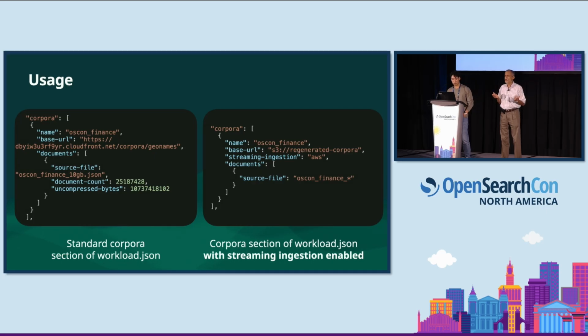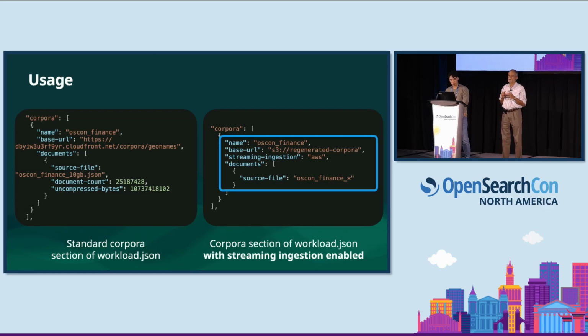So how do you go about using streaming ingestion? On the left side, you can see the workload template for a standard OSB workload. I'm not going to go into the entire portion of the workload. This is just the data corpora section. If you look at that, it's fairly straightforward. You just indicate the location of the corpora, which is the base URL, and you also indicate the name of the file where the documents are stored. In this particular case, OSCon Finance, 10 gigabyte. At the same time, you need to also specify the number of documents and the size of the file so that OSB knows how much to download.